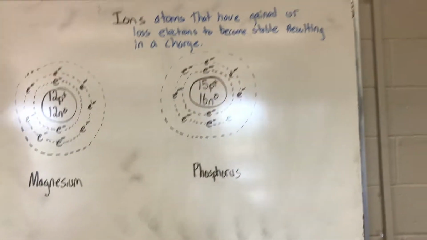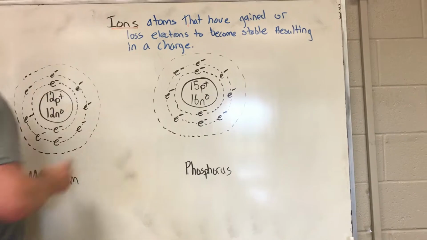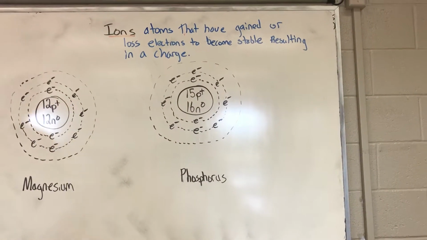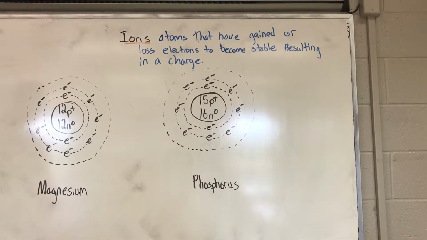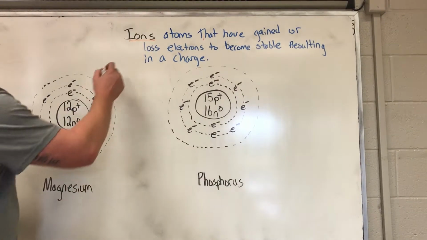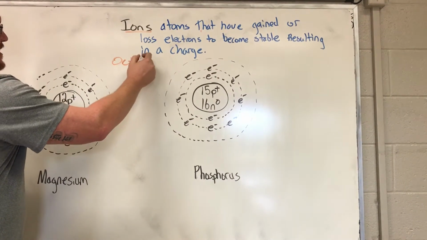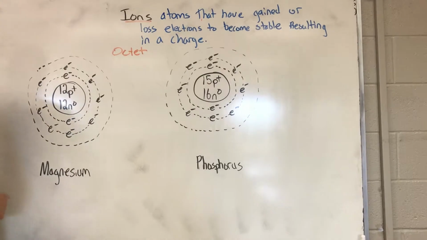All right, finally down here, we're talking about ions. Ions are atoms that have changed. They have gained or lost electrons. The reason they've done this is to become stable, because they want to have that octet. And as you see here, none of these atoms have an octet.